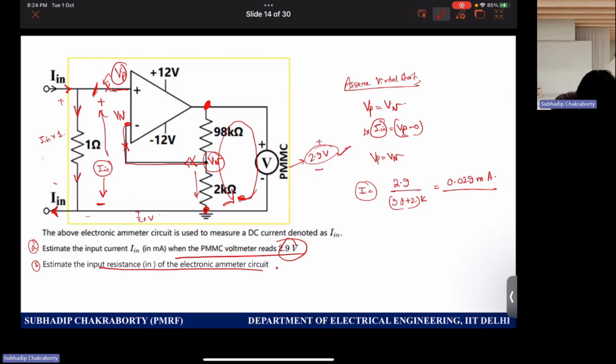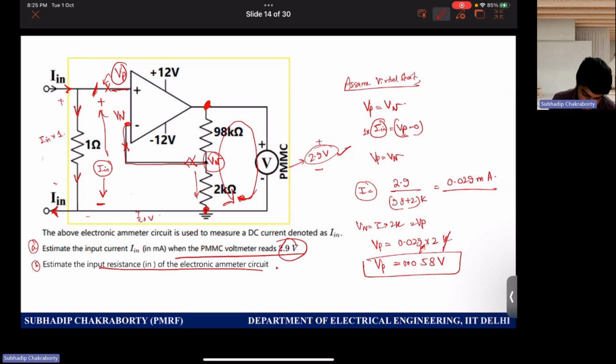So current multiplied by 2 kilo is the Vn, which is nothing but Vp. So Vp is nothing but 0.029 times 2k, and this is milli. So milli and kilo will cancel, and this will be 0.058 volts. So this is nothing but In. So In is from this relation. So this is 0.058. So I can write 58 milliamps.